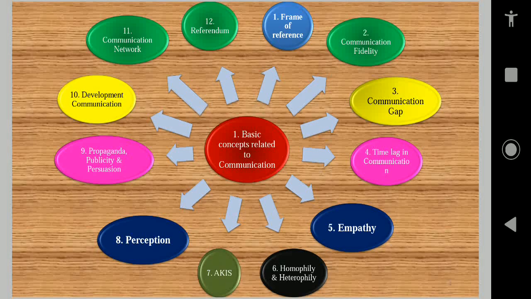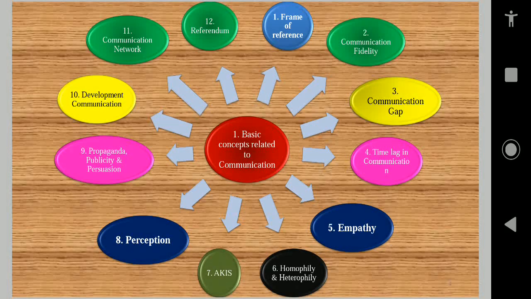Okay, then come to perception. What is perception? According to Gibson 1959, he defined perception as the process by which an individual maintains contact with the environment. Perception is nothing but a process by which an individual maintains contact with the environment.